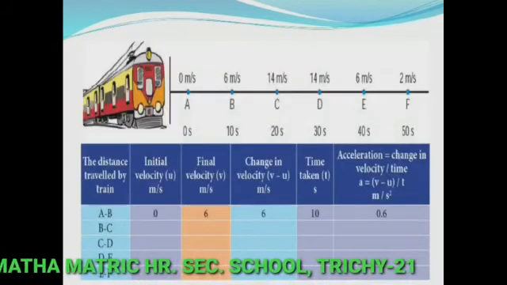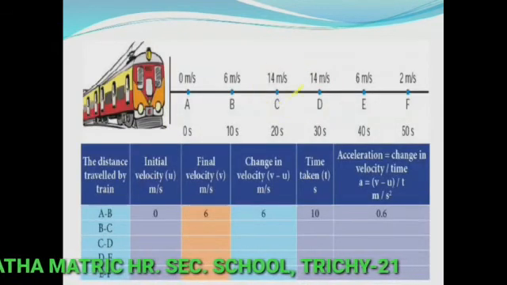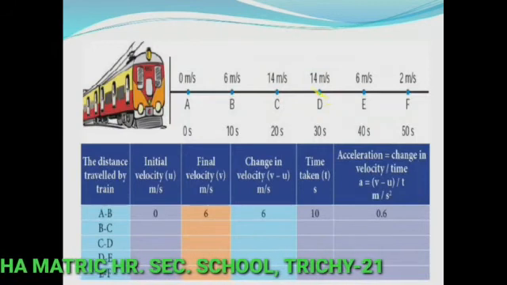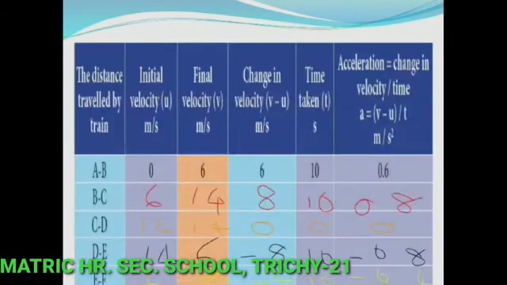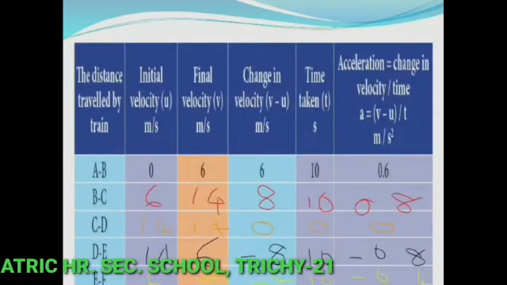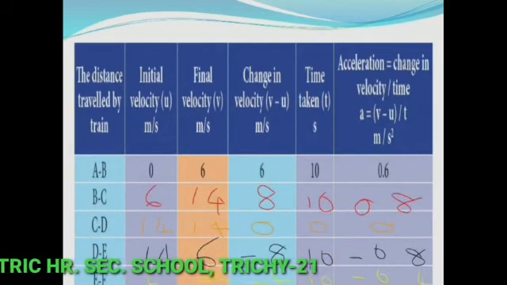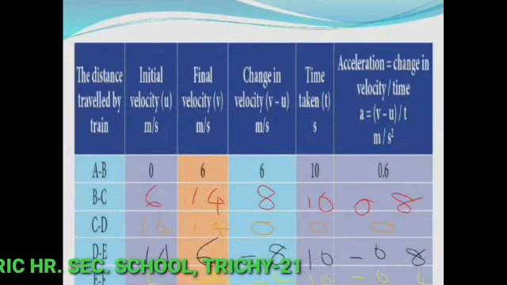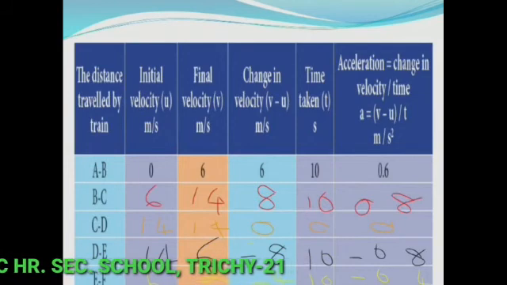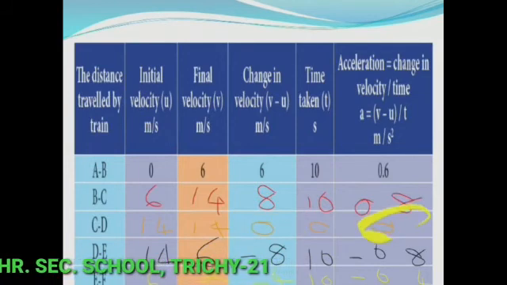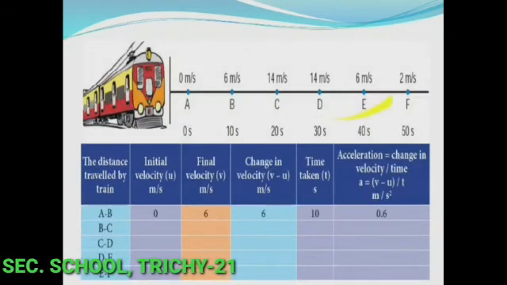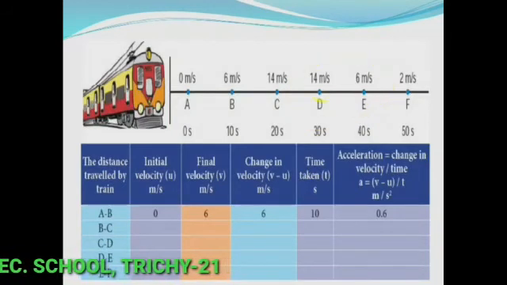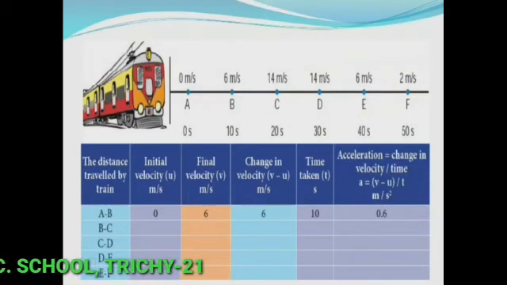Then from C to D. This is the initial velocity and the final velocity. Time taken, 30 minus 20, 10 seconds. So initial velocity 14, final velocity 14. So change in velocity v minus u, that is 14 minus 14, is 0. So acceleration is also 0. There is no acceleration. So next, from D to E. Here 14 meter per second is the initial velocity and the final velocity is 6 meter per second.